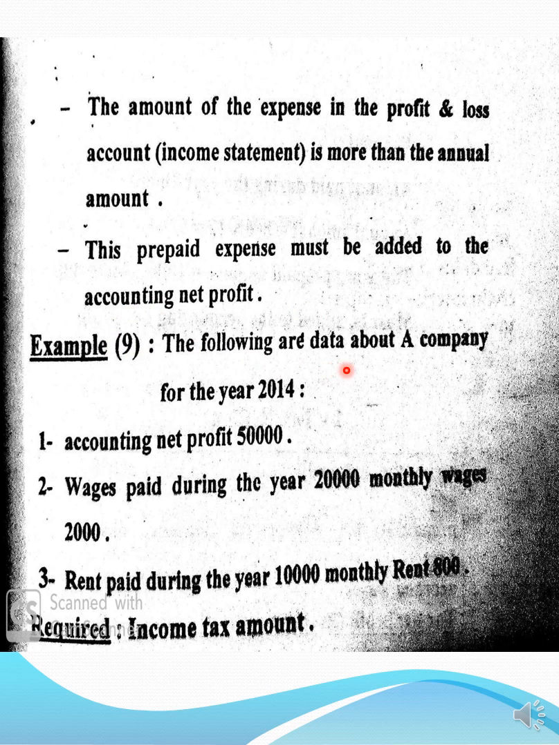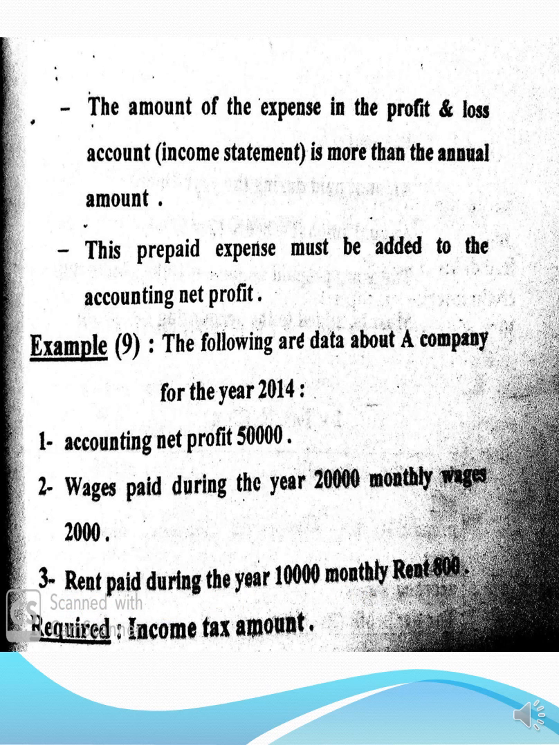قال لي the following are data about a company for year 2014. Accounting net profit 50,000. Wages paid during the year 20,000, monthly wages اللي هي المفروض per month يعني 2,000. Rent paid during the year 10,000, monthly rent 800. عايز طبعا ال income tax amount.